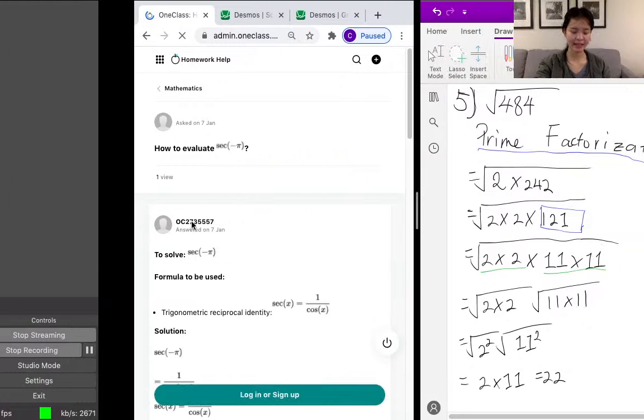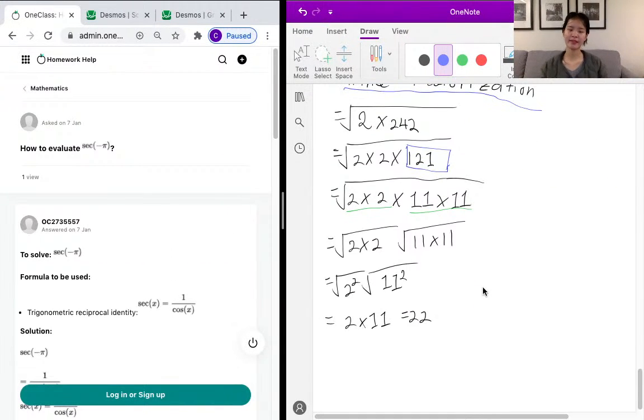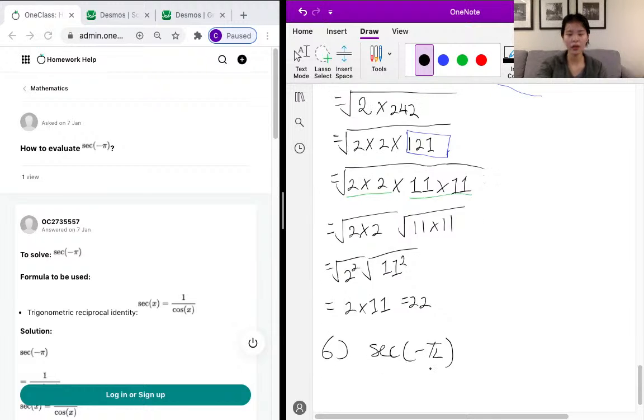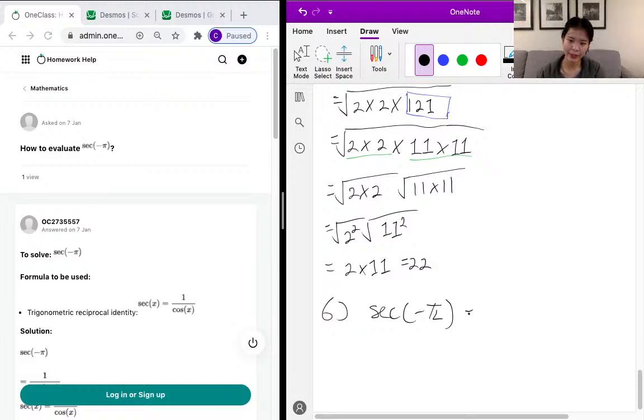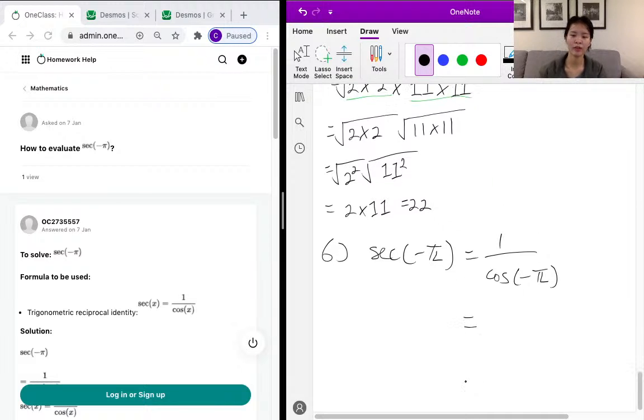Our next problem asks us, how do we evaluate secant of negative pi? So we know that the secant function is equal to 1 over the cosine function. So our secant of negative pi is equal to 1 over cosine of negative pi.